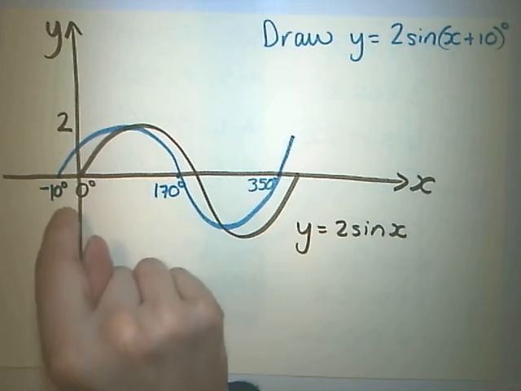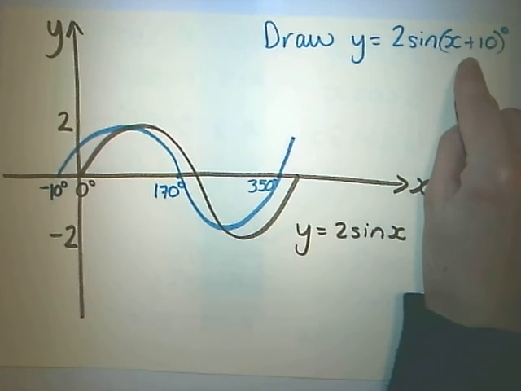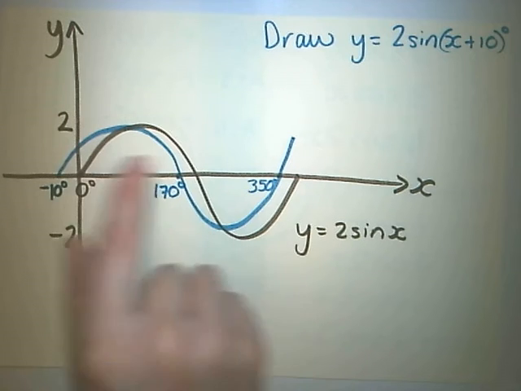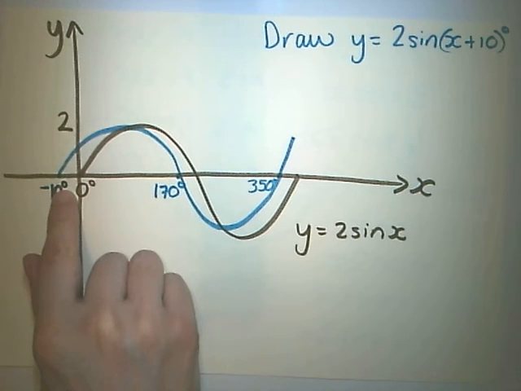Then, if there's a plus, it means move it left. If there's a minus, it means move it to the right. So it's the opposite to what you would think. So if it's a plus, move it left. If it's a minus, move it right. So I've moved my brown graph 10 degrees to the left.